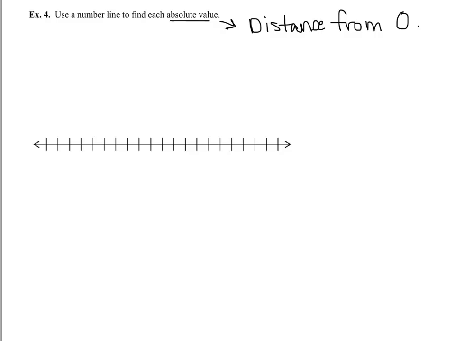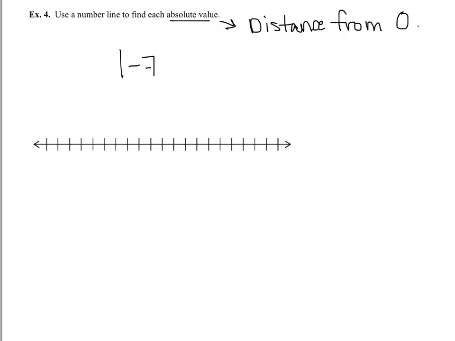You're never going to say, I traveled negative 13 miles. That just doesn't make sense. You say, I traveled 13 miles left, or 13 miles right, or north or south. You don't use a negative sign. Distance is always positive. So absolute value is absolutely, absolutely always positive.